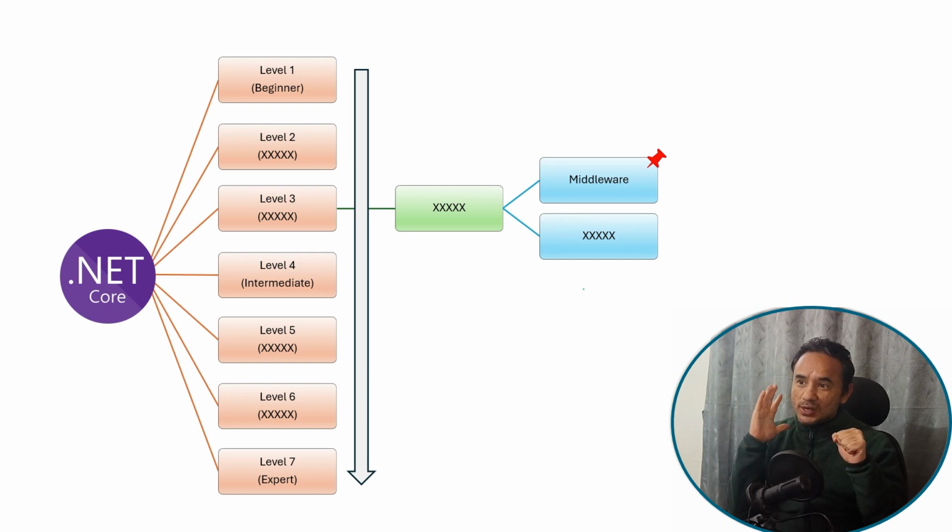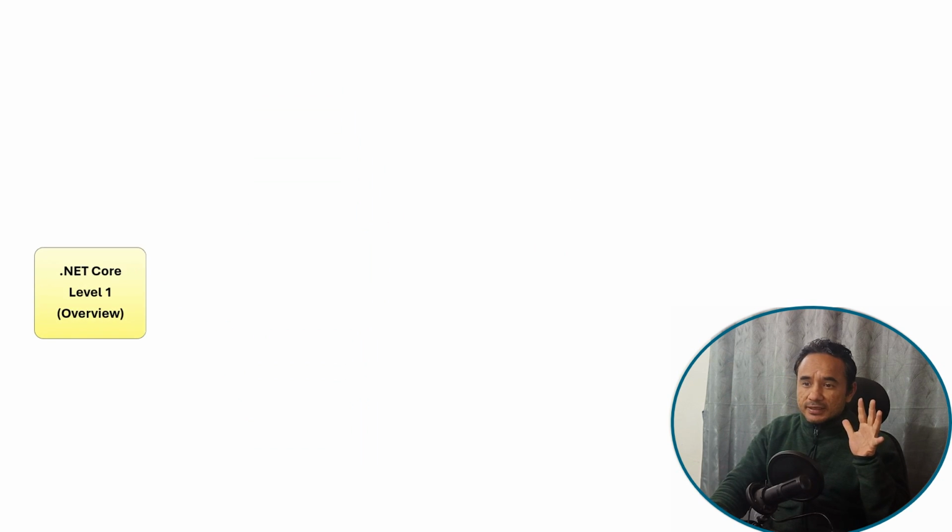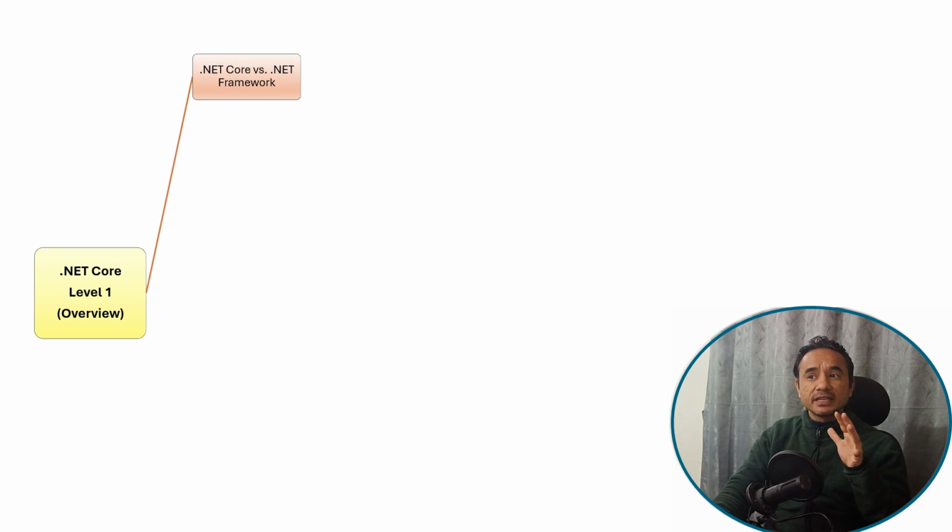Okay, so let's start with the very basic level 1. That is basically overview level 1. Okay, meaning the basics of .NET Core. Here the first step is understanding the difference between .NET Core and .NET Framework. How it is different, like .NET Core is modern, cross-platform and lightweight. So basically the advantages as compared to the older .NET Framework.